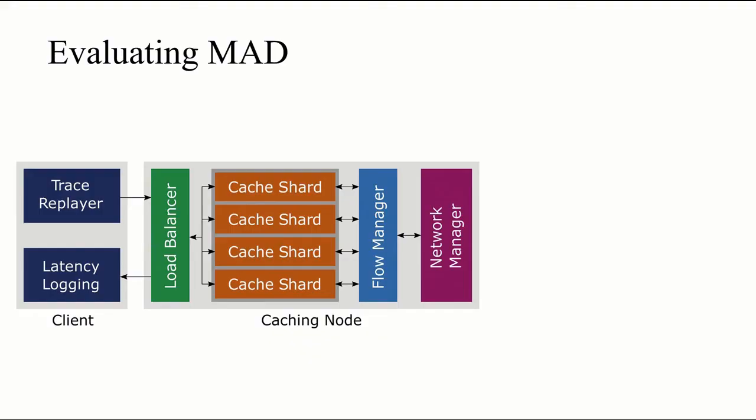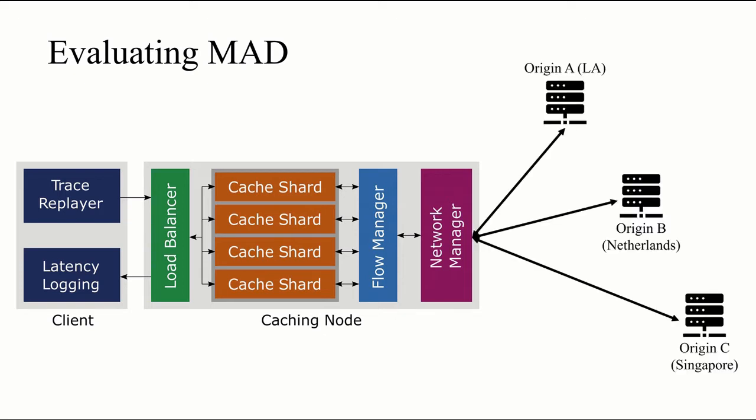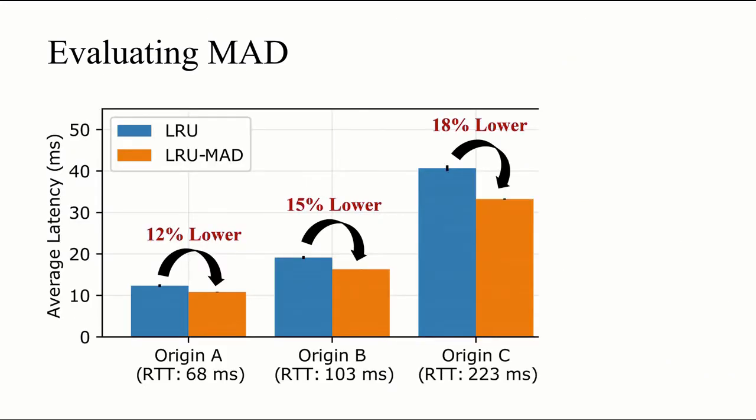Now that we have our online algorithm, we're ready to evaluate its performance on our key value store implementation. We deployed our caching node in a local server cluster at CMU and set up VMs in 3 different locations around the world: one in LA, one in the Netherlands, and one in Singapore. Using this setup, we measured the average request latency provided by LRU and its MAD variant for each origin location. As the RTT increased from 68 to 223 milliseconds, we saw latency improvements going from 12 to 18%. So, we see increasing gains due to MAD as Z increases.